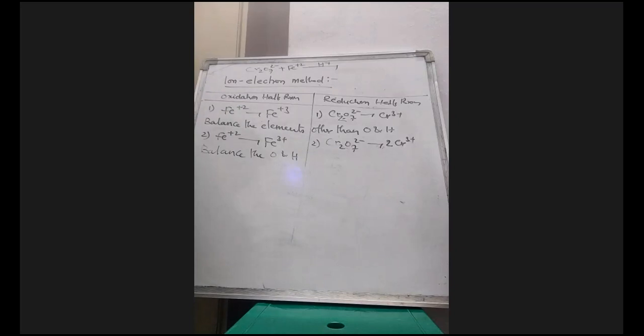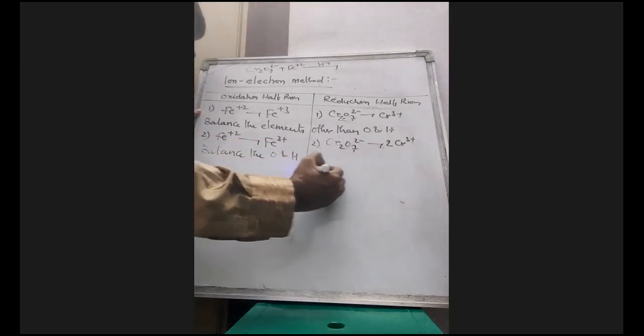What are those 2 steps? Split the given redox reaction into 2 half reactions, one is the oxidation reaction, another is the reduction reaction. After splitting into 2 half reactions, balance the elements other than oxygen and hydrogen. So now we have balanced those. Now we need to balance oxygens and hydrogens.